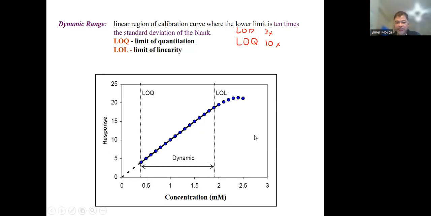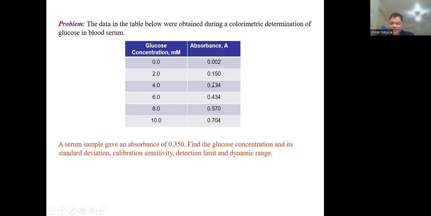So as you could see here, when you reach this point, it is no longer linear. That is the limit of linearity, which is what we call the LOL. Right? Questions so far?